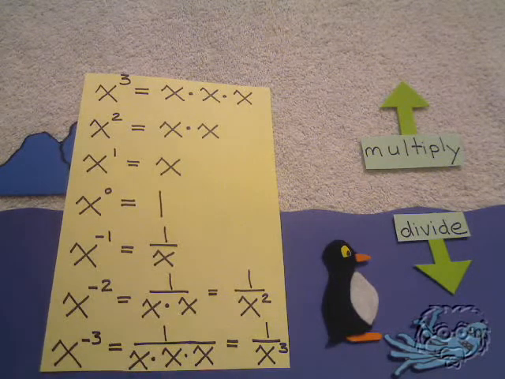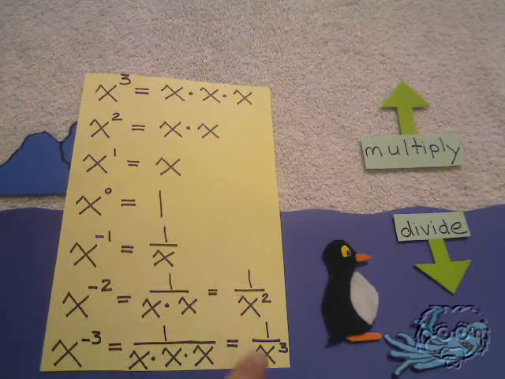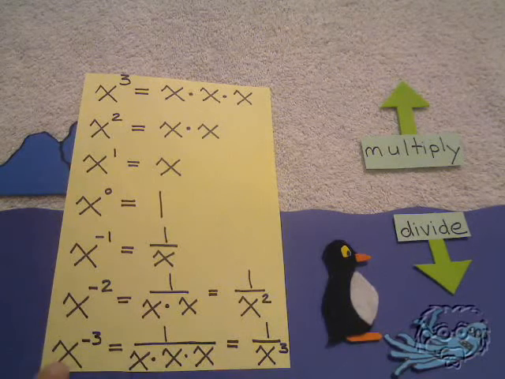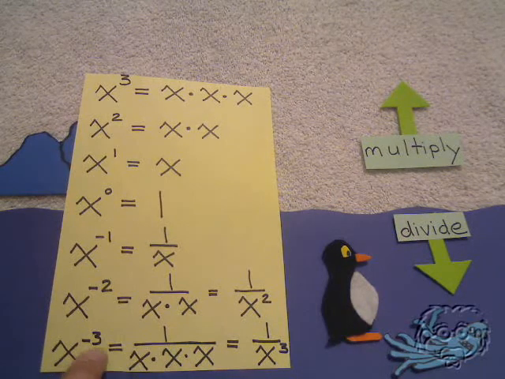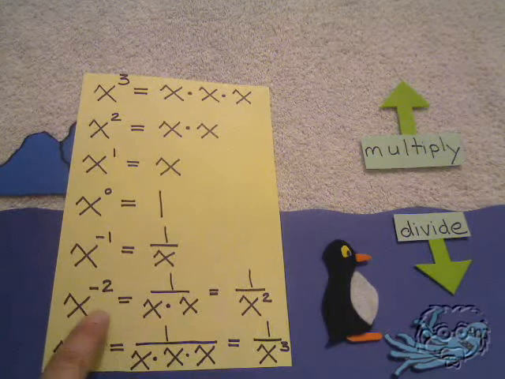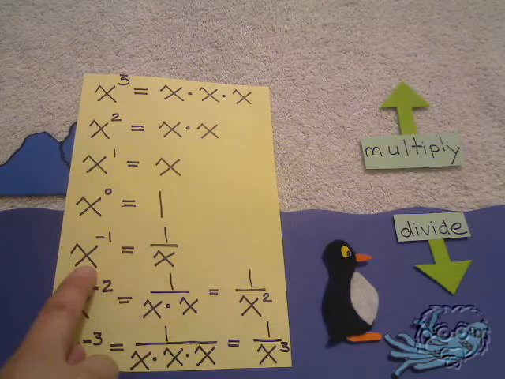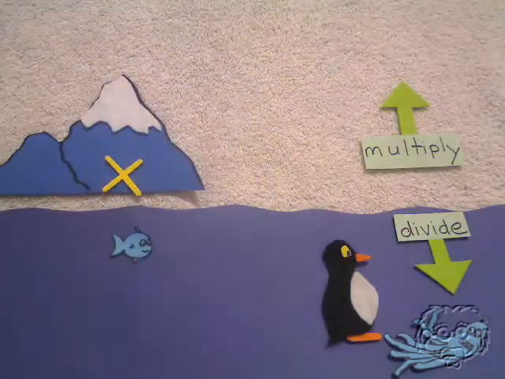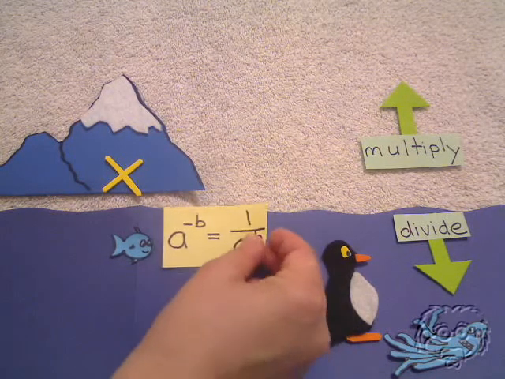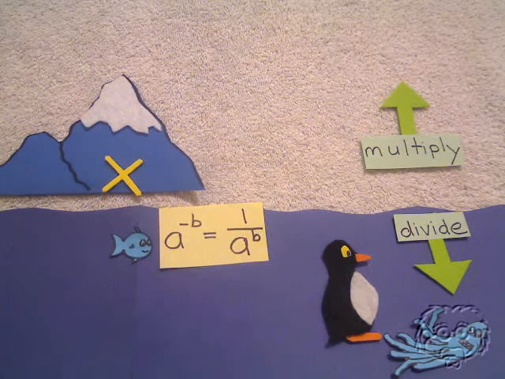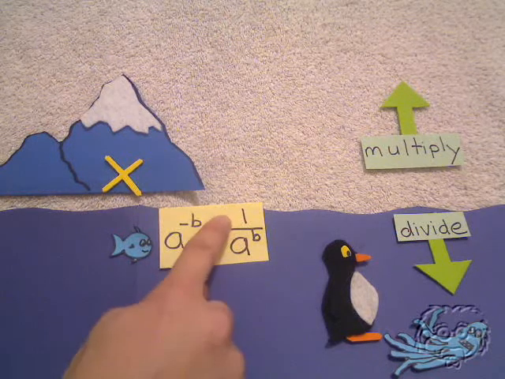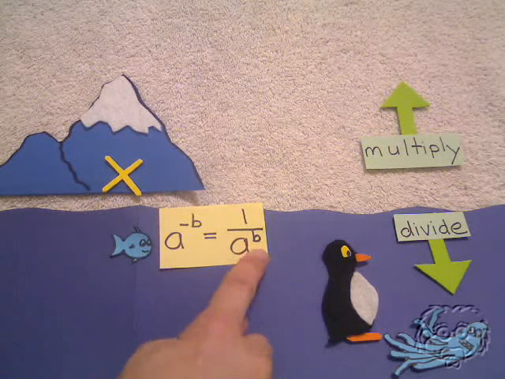So you'll notice that when he had 1 over x cubed, that was x to the negative 3. 1 over x squared was x to the negative 2, and 1 over x was x to the negative 1. So again, anytime we have a value with a negative exponent, it can just be written as 1 over that value to that positive exponent.